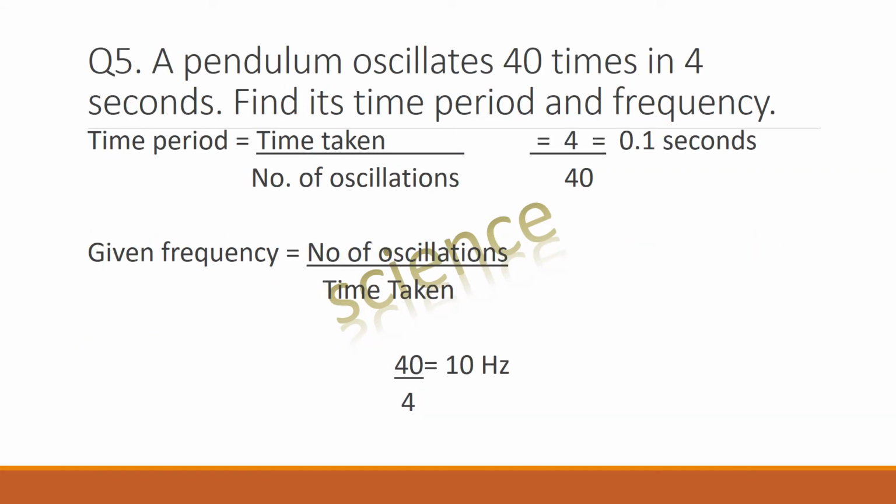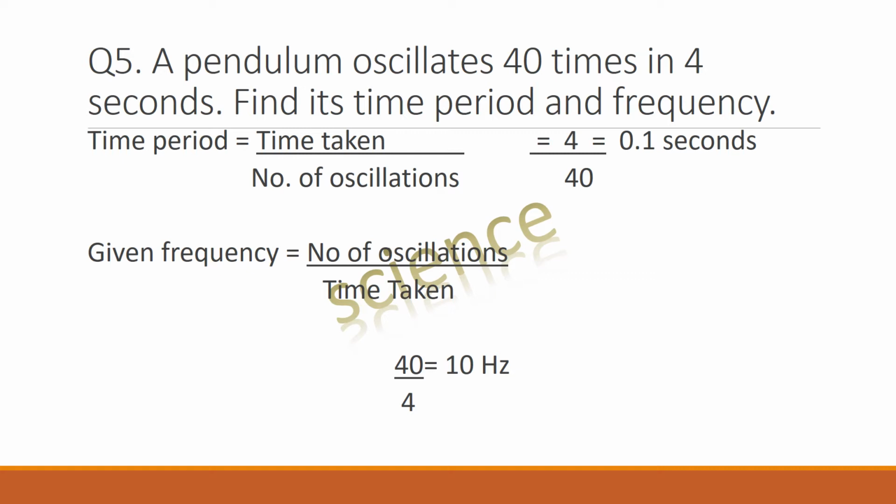Question number 5 is a pendulum oscillates 40 times in 4 seconds. Find its time period and frequency. So the answer is time period is equal to time taken upon number of oscillations. So time taken, it is given in the question, that is 4 seconds, and number of oscillations, that is 40 times. So when you divide 4 upon 40, that will give you 0.1 seconds.